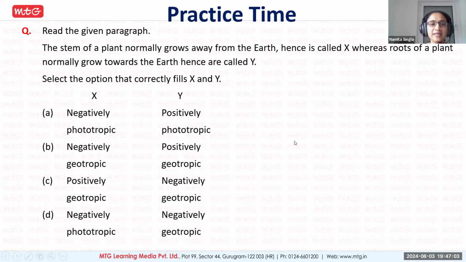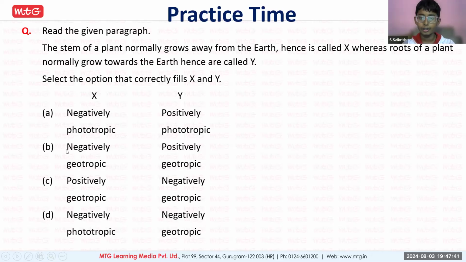Okay, so the practice question is a very easy one. Stem of a plant normally grows away from the earth. So it is called as. Okay, Sai Krish will tell me. Sai Krish. Yes, ma'am. Ma'am, the answer will be A. You are saying negatively phototropic. What is the meaning of negatively phototropic? Ma'am, which grows away from the sun. Away from the light. Yes, photo means light, which grows away from light.